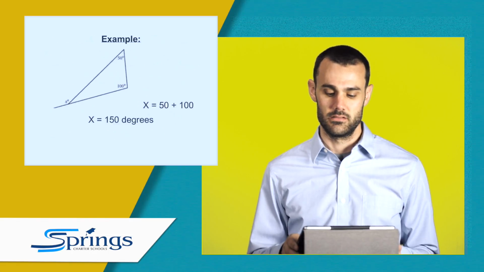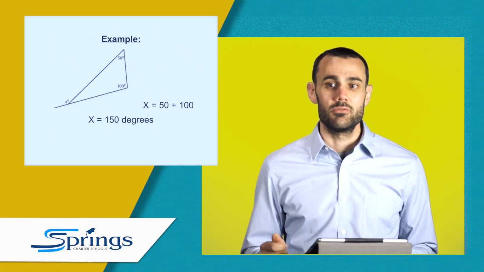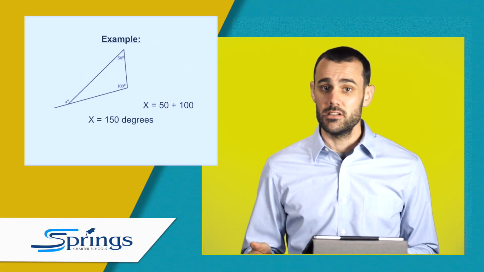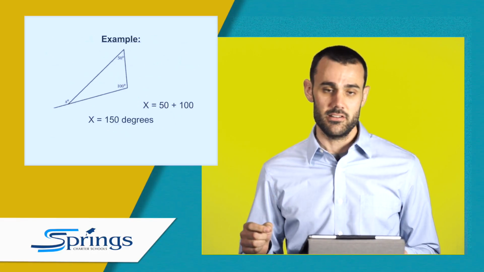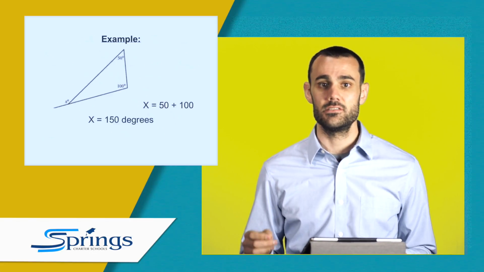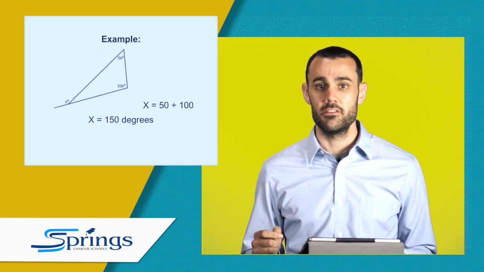In review, the interior angles of a triangle always add up to 180 degrees, and our exterior angles are just the sum of the two non-adjacent angles on the interior of our triangle.